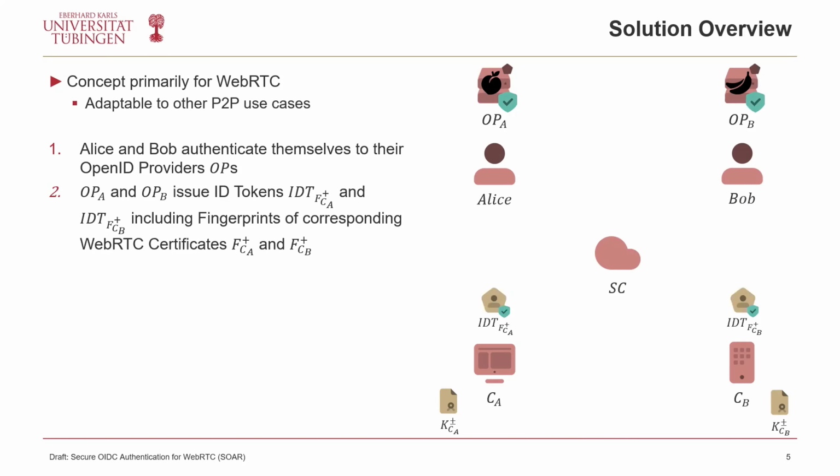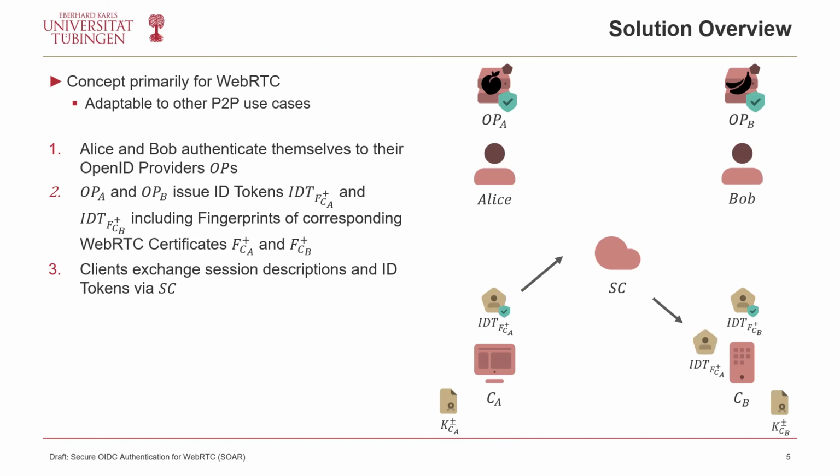When they have authenticated themselves to their OpenID provider, their clients will get an identity token, an ID token, which is bound to the WebRTC certificate of the client. So it's just like this RFC about the certificate-bound access tokens, but the ID tokens in this case will not be bound to an MTLS certificate, but instead to this WebRTC certificate.